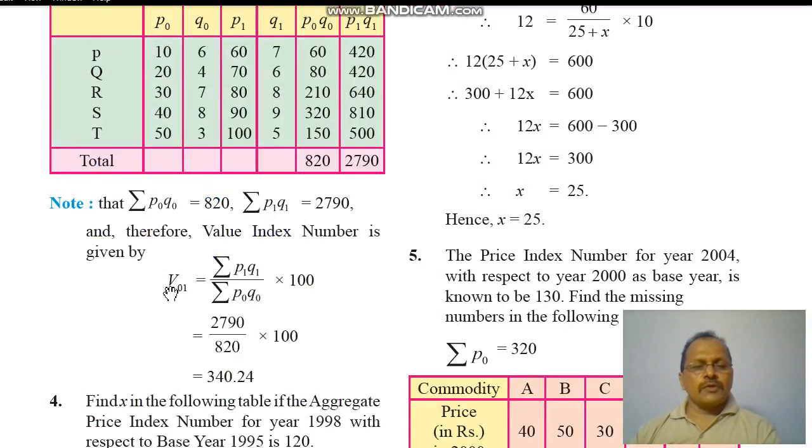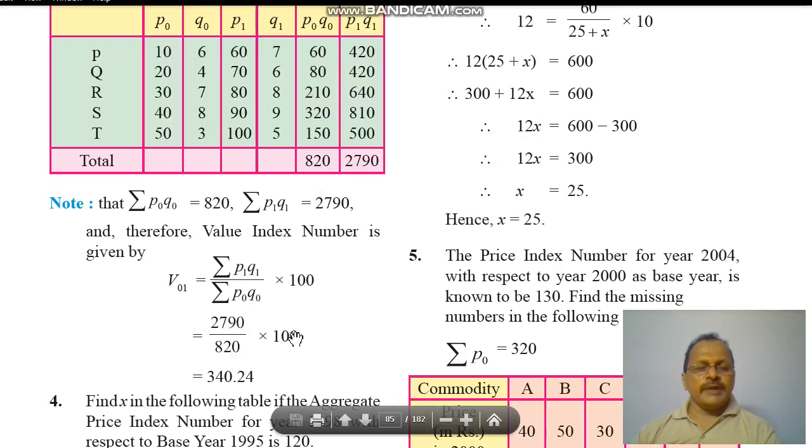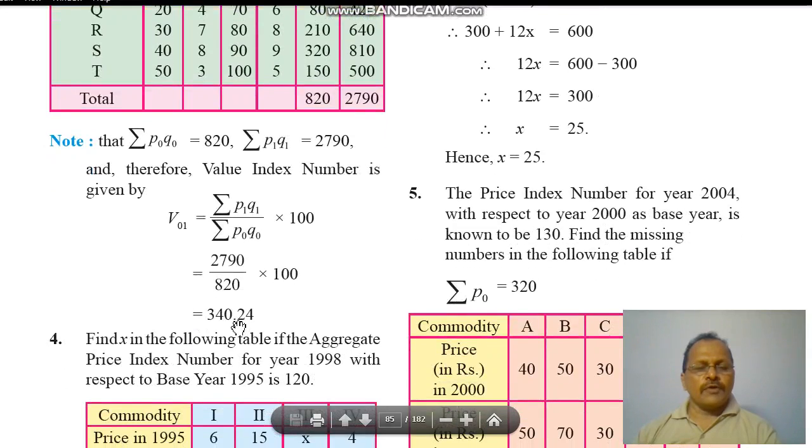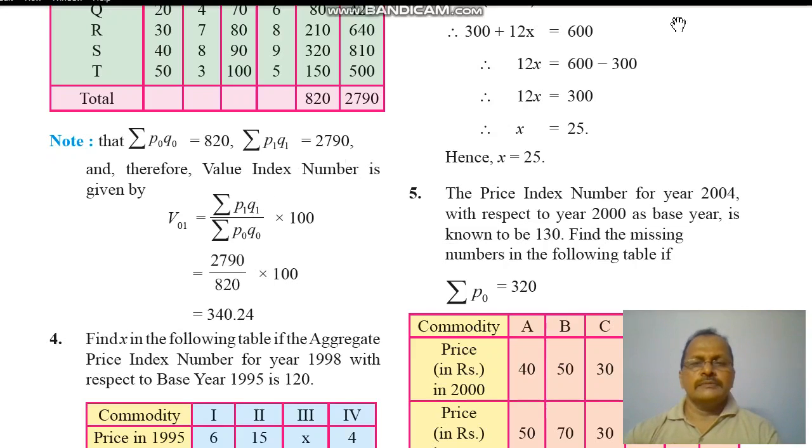Now use the formula: value index number by simple aggregate method is equal to summation P1 Q1 upon summation P0 Q0 multiplied by 100. Summation P1 Q1 is 2790 divided by 820 multiplied by 100, it is 340.24. Let us solve some examples from your textbook.